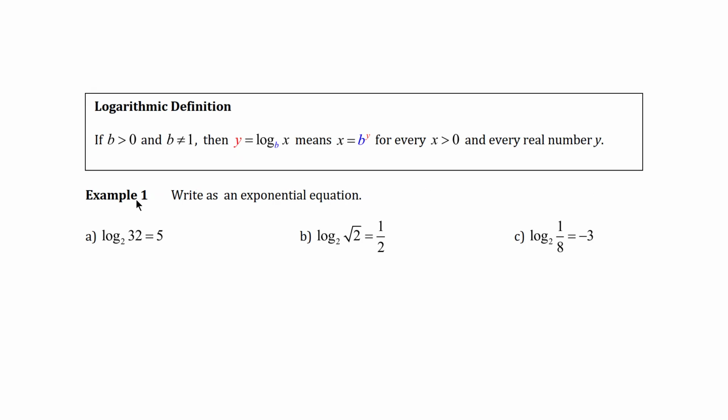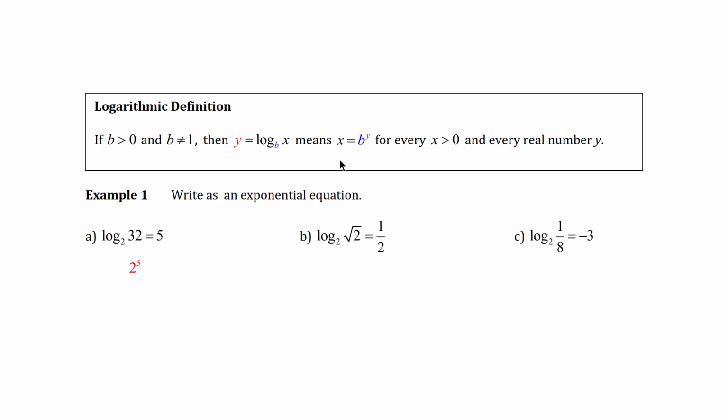For example number 1, write as an exponential equation. For part A, we have log base 2 of 32 equals 5. To rewrite this as an exponential equation, we start with the base of the logarithm b, which is the value of 2. This means that the value of the base of the exponent is 2. Next, we move on to the value of the exponent y. The logarithm is equal to the value of the exponent, which is 5. So we get 2 to the 5th power.